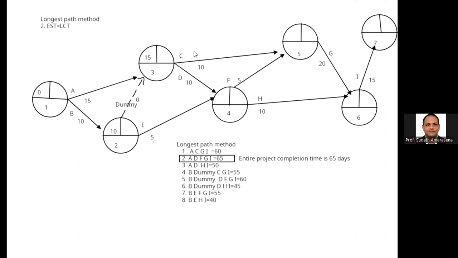Then when calculating the fourth event, 15 plus 10, 25. 10 plus 5 via E, 15. You should select the highest value, 25. Then 25 plus 5, 30. 15 plus 10, 25. Select the highest value, so the fifth event is 30. Every time you select the highest value.